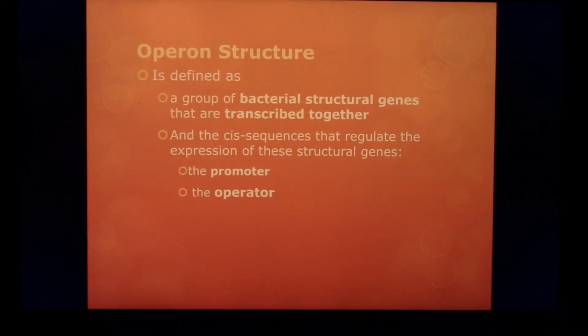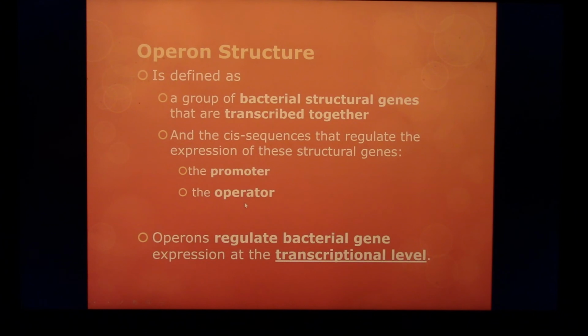Operon structure includes what is an operon? It's defined as a group of bacterial structural genes that are transcribed together and the cis sequences that regulate the expression of these structural genes. So the cis sequences include the promoter and the operator. Operons regulate bacterial gene expression at the transcriptional level. So we're regulating transcription, not post-transcription, not translation, not chromatin modification, but transcription.